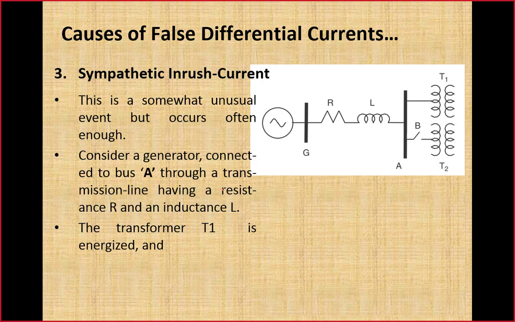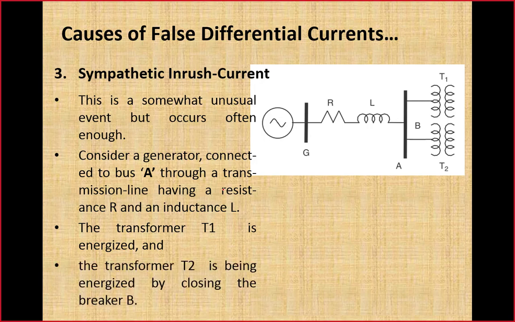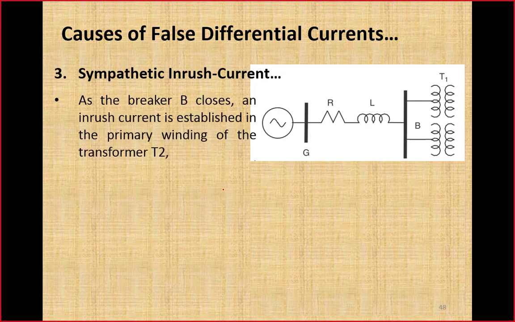It has a parallel transformer bank that we are going to energize by closing this switch B. So the situation is that there is an already energized transformer T1, and a parallel transformer bank is about to be energized by closing switch B. So here we have closed the switch. As breaker B closes, an inrush current is established in the primary winding of transformer T2. So it will draw inrush current.